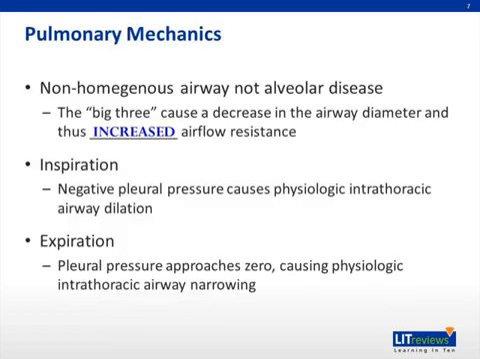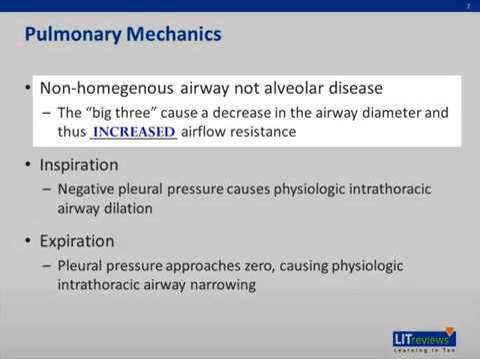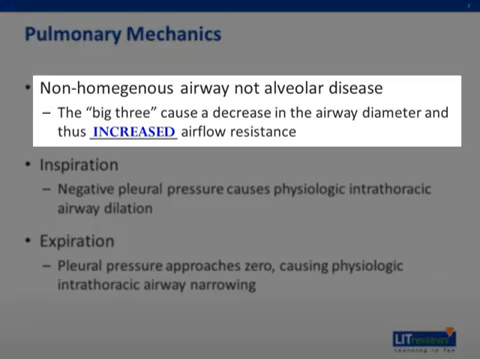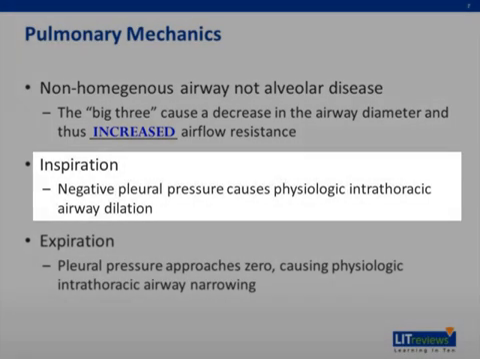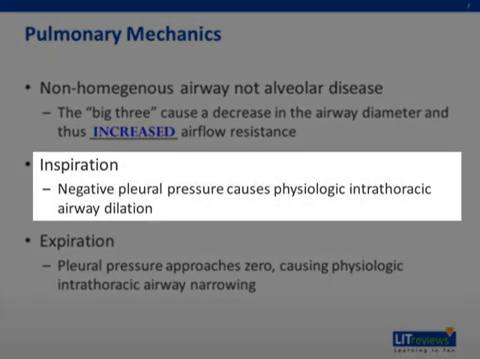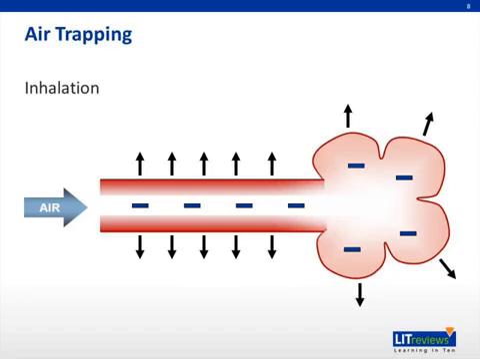The mechanics of status asthmaticus involve understanding that asthma is a non-homogeneous airway disease, not an alveolar disease. The big three cause a decrease in airway diameter and thus an increase in airflow resistance. During inspiration, negative pleural pressures cause physiological intrathoracic airway dilation. Looking at this schematic, you can see that the patients don't have an issue bringing air in, as the negative pressure of the thorax allows that.